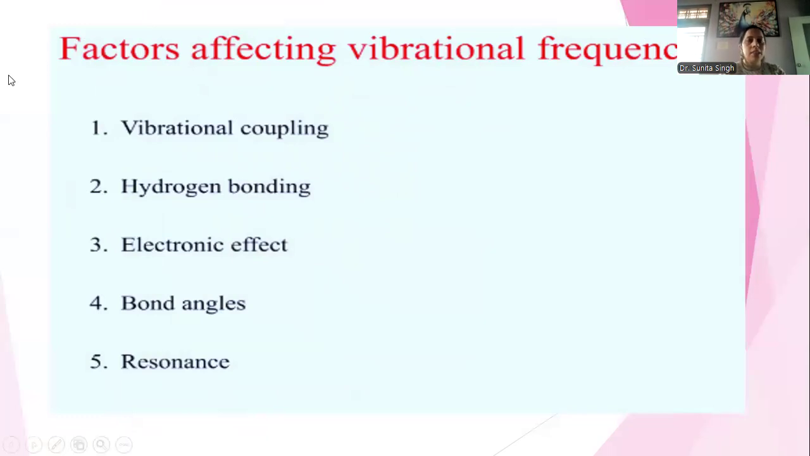There are various factors which affect the vibrational frequencies. Before going to the spectra part, we should know how these factors work, because we should know whether a compound having hydrogen bonding, strain in the molecule, or resonance plays a vital role in determining the vibration frequency. So these are very important. Vibrational coupling, hydrogen bonding, electronic effect, bond angles, and resonance are the major factors which affect the vibrational frequency.